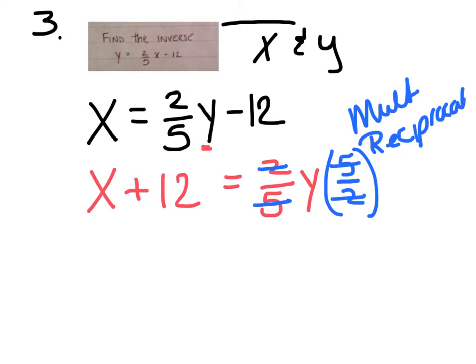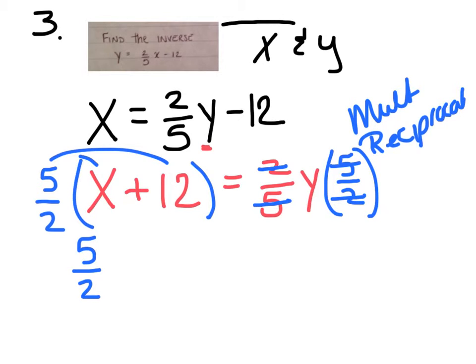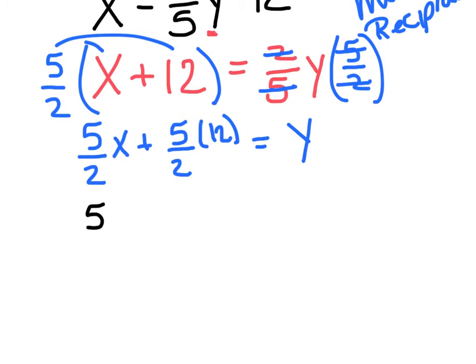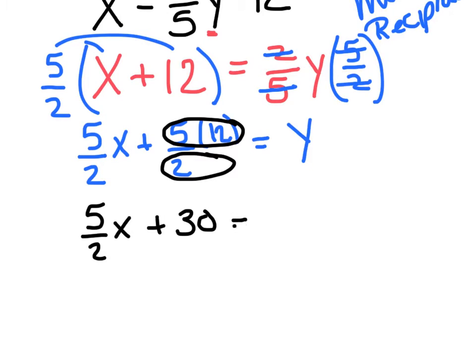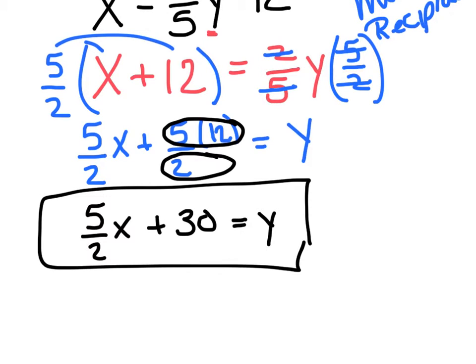Now if I did it to the right side though, I do have to make sure I do it to the left side, because in math, everything has to get balanced. So now I'll just distribute that. 5 halves x plus 5 halves times 12 equals y. And I'll clean that up one more step. 5 halves x, this is 60 divided by 2, gets me a plus 30 equals y. And there you have it, you have your inverse.